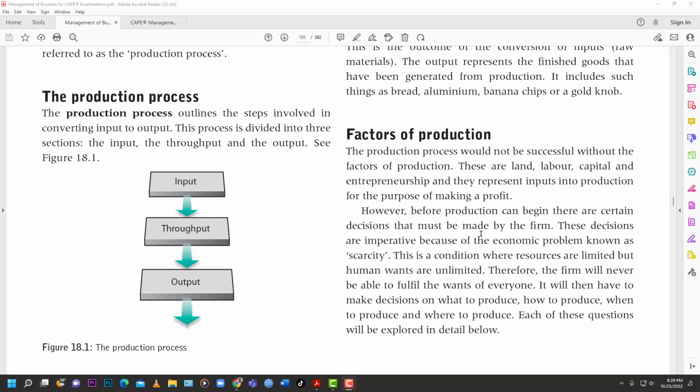However, before production can begin, there are certain decisions that must be made by the firm. These decisions are imperative because of the economic problem known as scarcity. This is a condition where resources are limited, but human wants are unlimited.